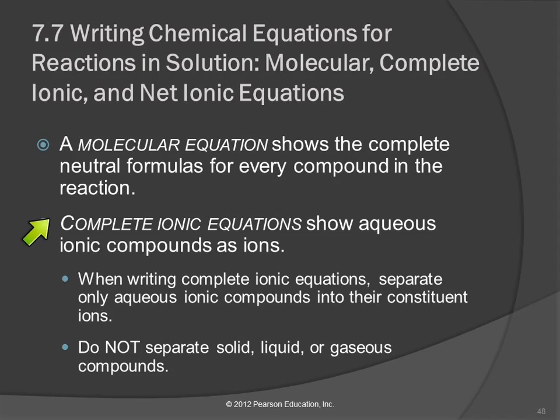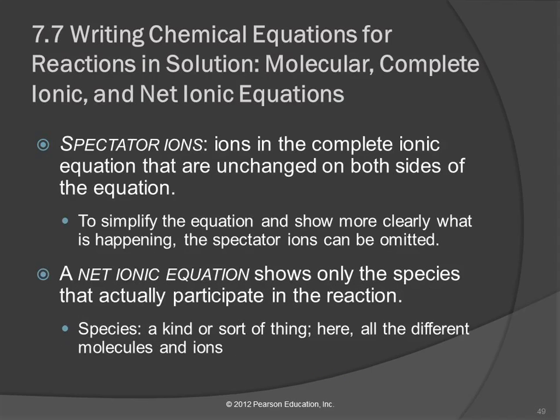A complete ionic equation shows all of the soluble ionic compounds as ions. So it's showing what's actually happening in the solution. When you're writing the complete ionic equations, you're going to separate only the aqueous ionic compounds into their ions. Something that's insoluble does not dissolve into ions, so you leave those alone. If there's anything that's a solid, a liquid, or a gas, you just leave it alone. You don't separate it into ions.